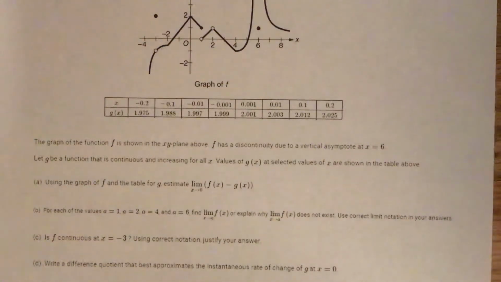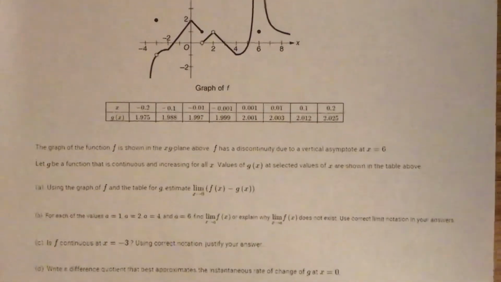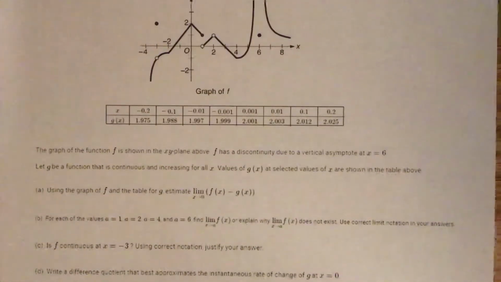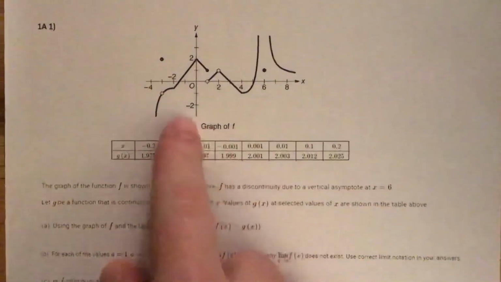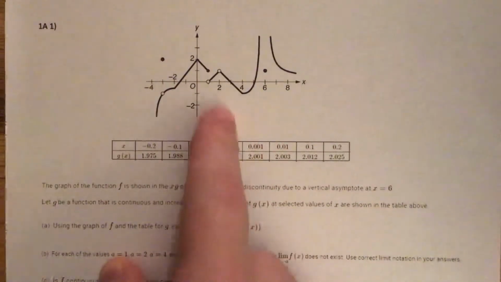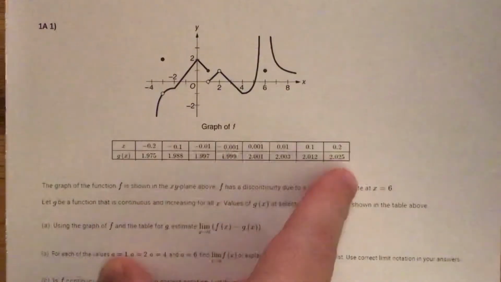All right, in this video, I'm going to go over problem 1, version A, which is a question about limits. So they give you two representations. Once again, the AP exam likes tables, graphs, and analytic functions as three different ways of approaching looking at calculus and functions and relations. They give us this graph of f, so f is done as a graph, and g is done as a table.